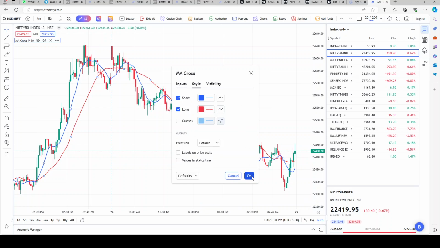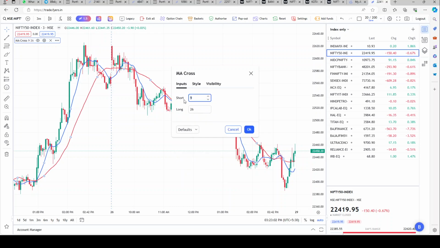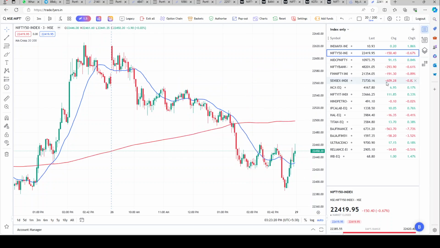All right. And for the values, this 9 we shall change to 20, and the long one from 26 we shall change to 200. That's why this is called 20 by 200. It is just using two simple moving averages. The short one is 20 and the long one is 200 on the 3-minute time frame. That's it. We get this.